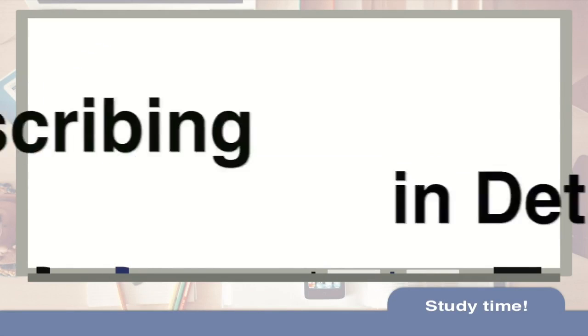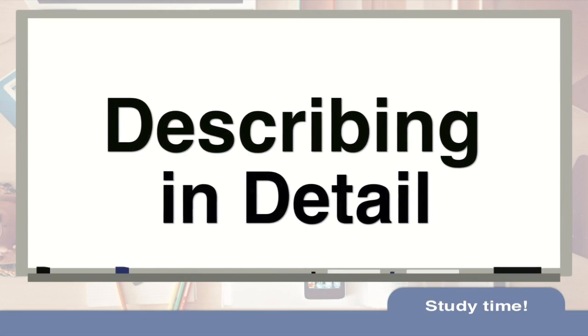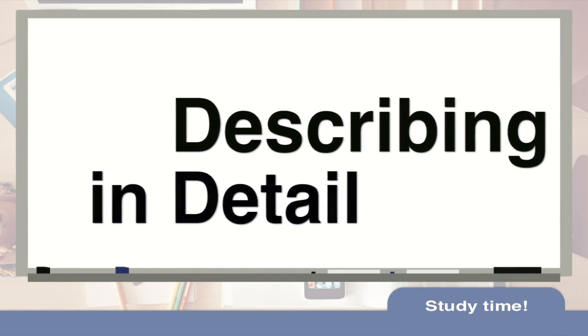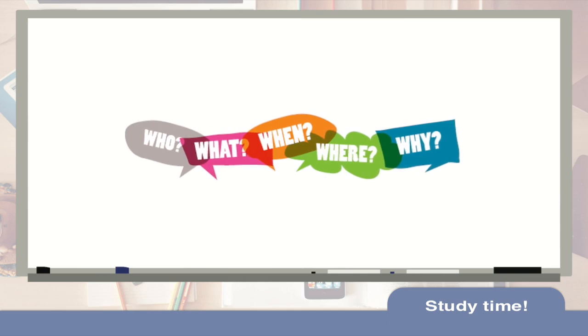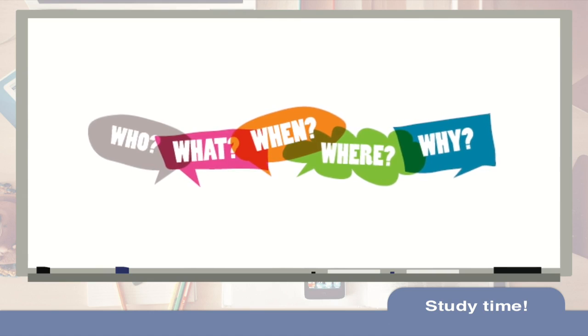The focus of this lesson will be describing in detail. During part 3 of the IELTS speaking test, you'll be asked further questions about the topic card from part 2. It's very important that you are able to describe your ideas fluently and in depth. A top tip that I have for my students is to consider these 5 important words. Collectively, they are called the 5 W's.